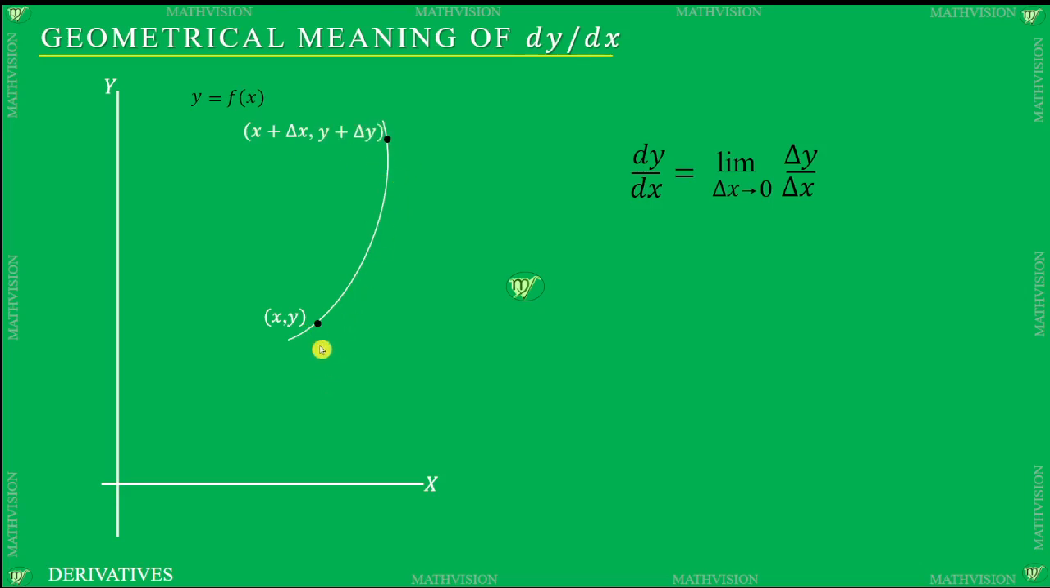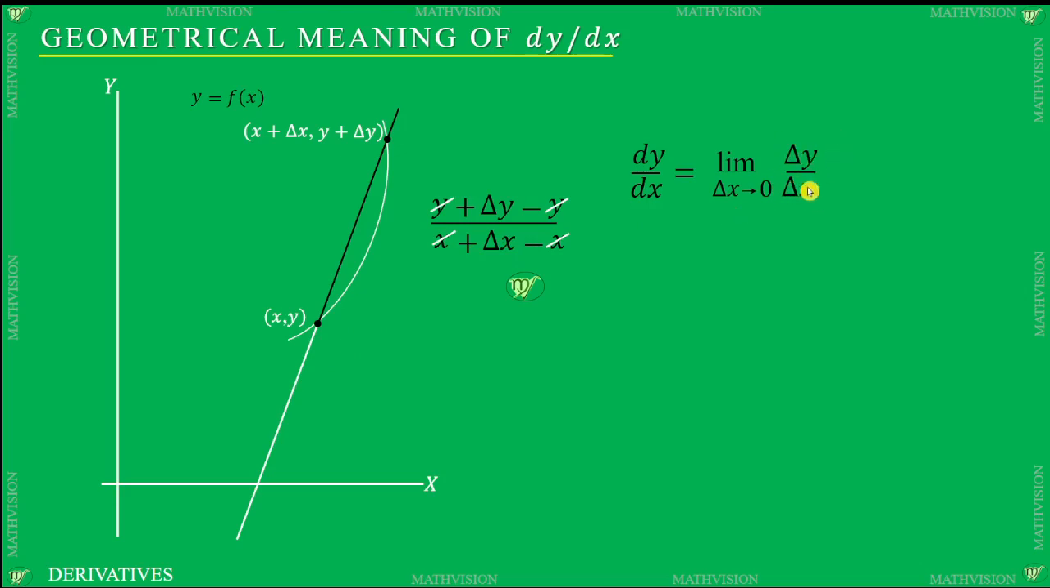Now if we join these 2 points by a secant line, then the slope of the secant line is given by the formula (y2 minus y1) upon (x2 minus x1). Here y2 is y plus delta y and y1 is y. So y2 minus y1 is y plus delta y minus y, upon x2 minus x1. x2 is x plus delta x and x1 is x, so x plus delta x minus x. Now we can cancel y and minus y, similarly x and minus x, so that the slope of the secant line is delta y by delta x.